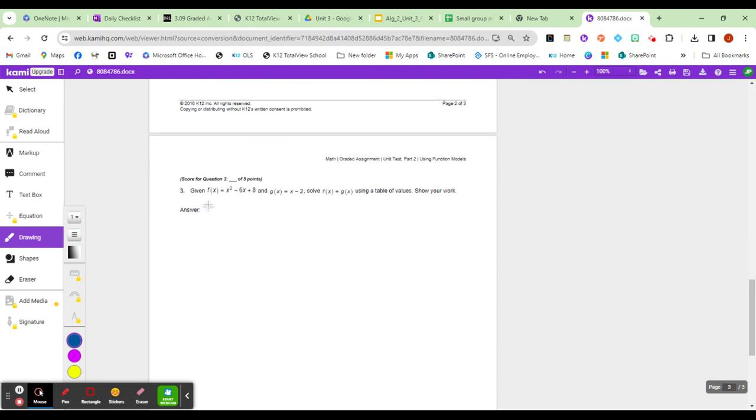On number 3, we're given a function f of x and a function g of x, and they're asking us to solve f of x equals g of x. That means we're trying to find where these two graphs intersect, but they're specifically asking us to do this by a table of values. So you could do this a couple different ways. You could use your TI-84.